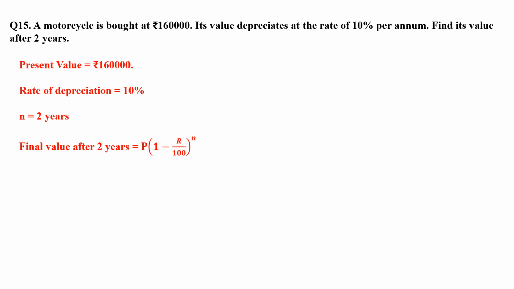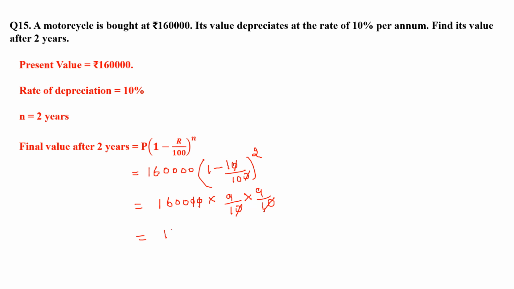Now I am going to substitute all the values. So it will be 1,60,000, 1 minus rate is 10 by 100, time is 2 years. And if you take LCM, it will become 1,60,000 multiplied by 9 by 10 into 9 by 10. From where did I get 9 by 10? You have to take LCM, then you will get it as 9 by 10. Now eliminate these zeros. So it will be 1600 into 81.